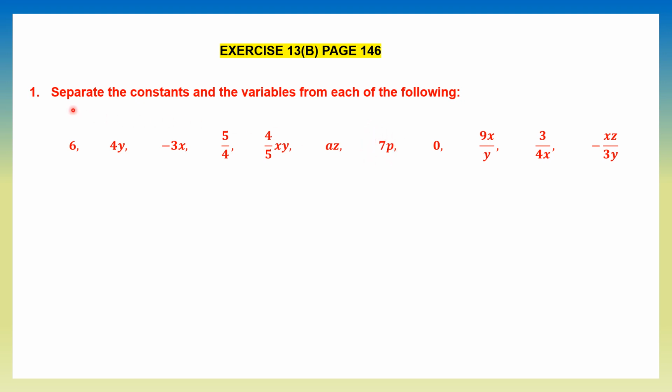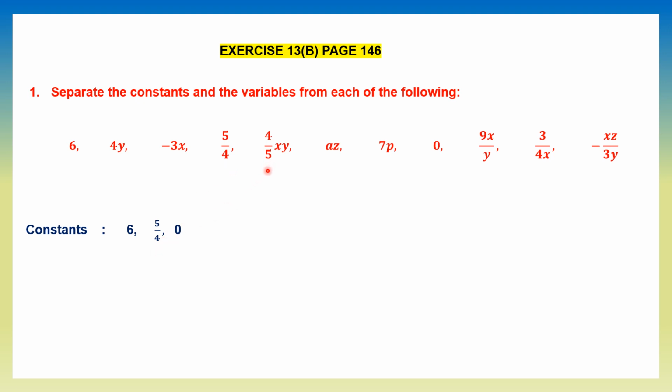So here this question says separate the constants and the variables from each of the following. So from these, let's pick out the constants and the variables. So the constants are 6, 5 by 4 and 0. So we have 6 here. 4y, because of the letter y, it's a variable. Because of the letter x, minus 3x is a variable. 5 by 4 is a constant. So we have to write it down.